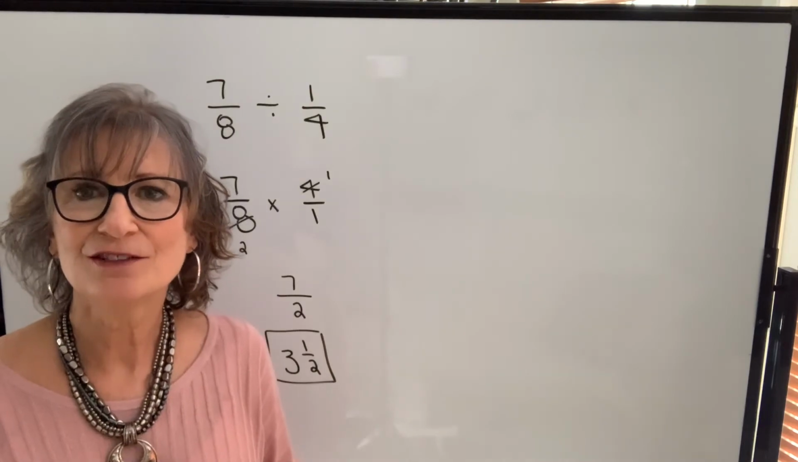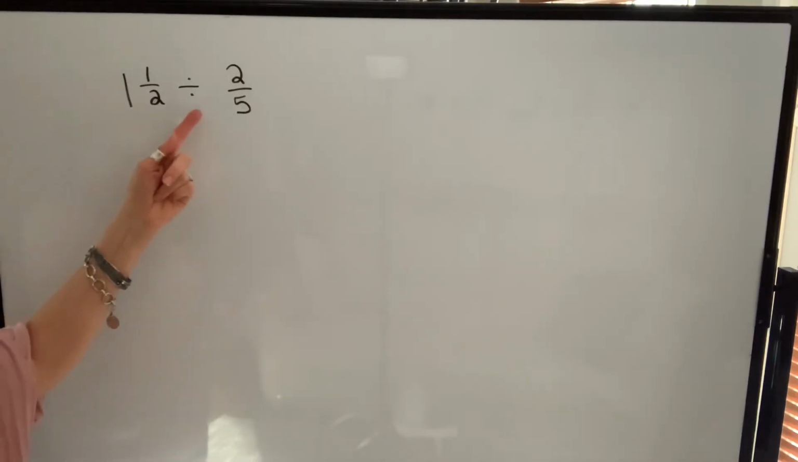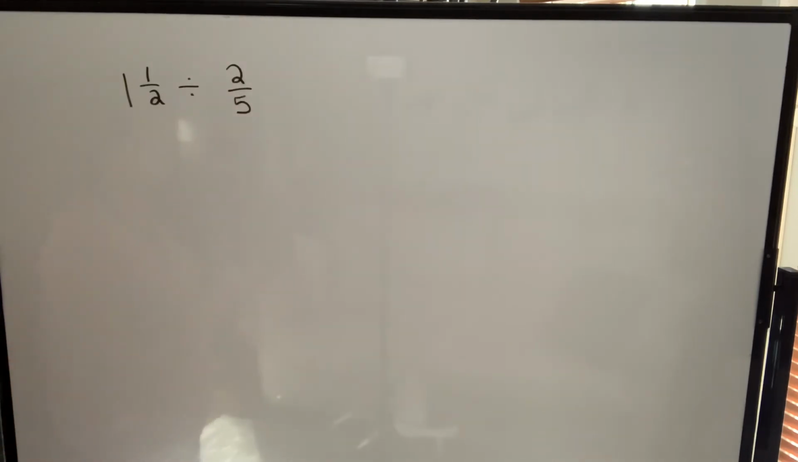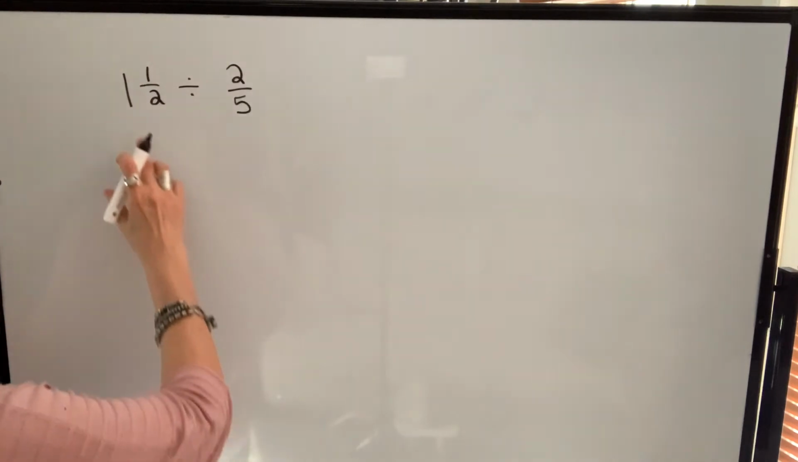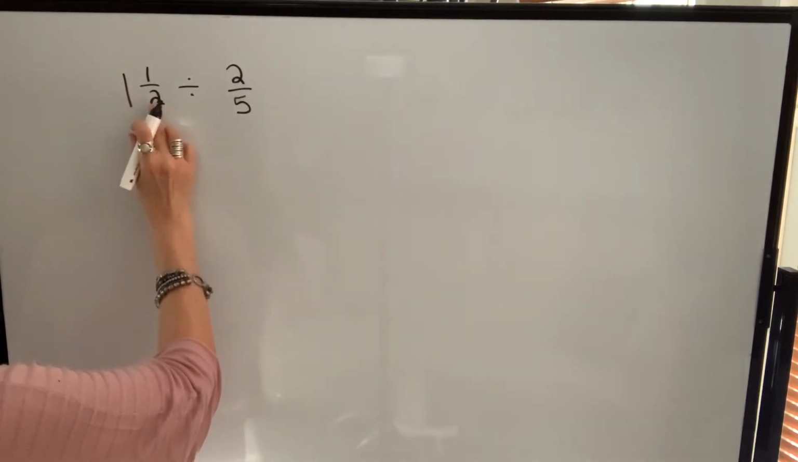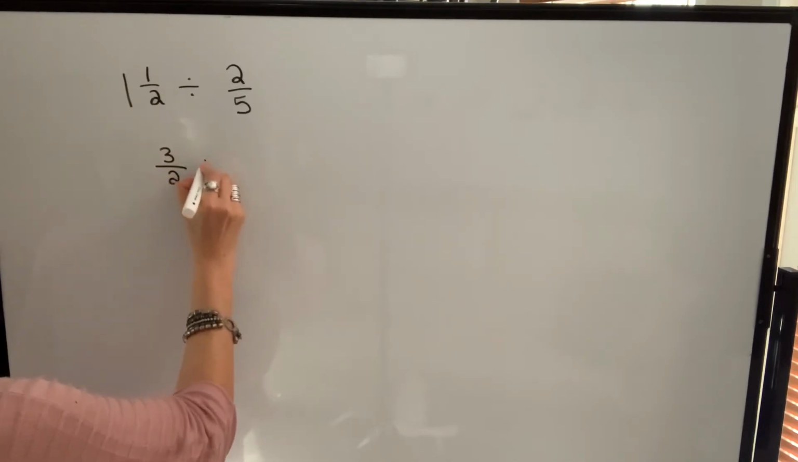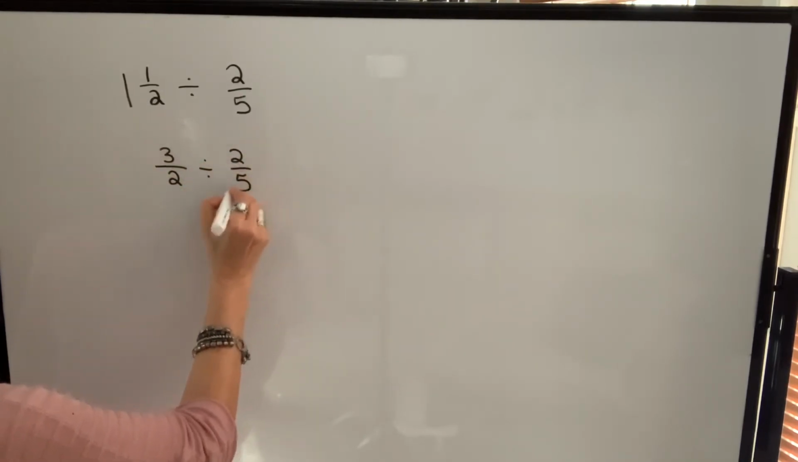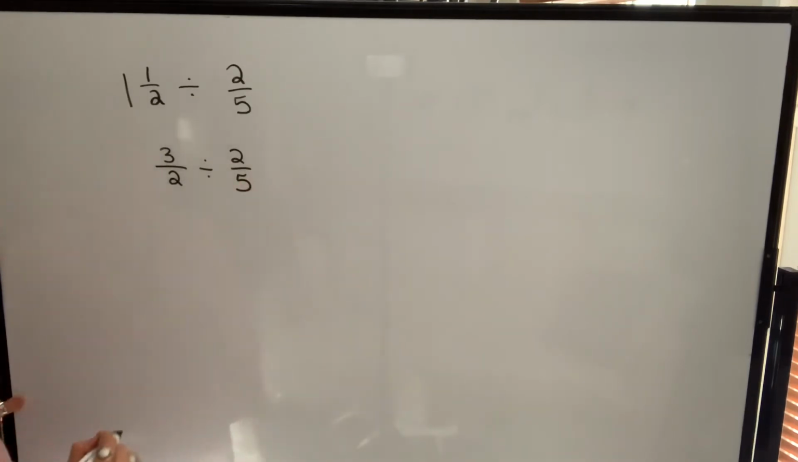Let's take a look at dividing with mixed numbers. We have 1 1/2 divided by 2/5. Before we do anything, we have to change any mixed numbers to improper fractions. So 1 1/2: 1 times 2 is 2, plus 1 is 3/2. Be careful, do not cancel. It's not multiplication. You can only cancel when you're multiplying.